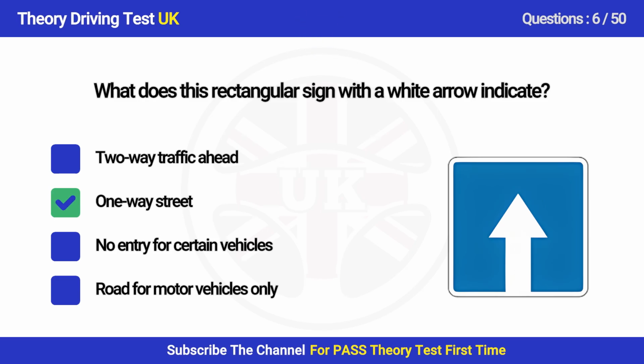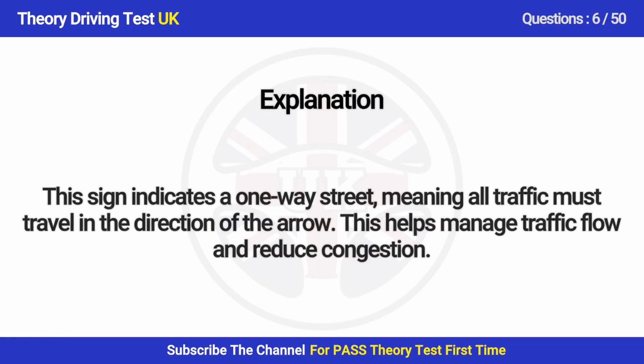Answer is B. One-way street. This sign indicates a one-way street, meaning all traffic must travel in the direction of the arrow. This helps manage traffic flow and reduce congestion.